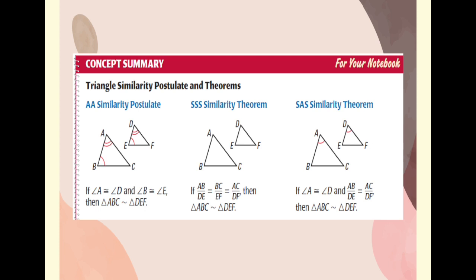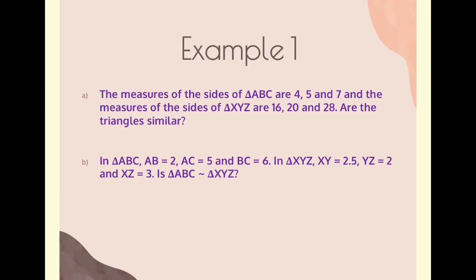So now we've got all three. Angle angle similarity, in which you have two pairs of angles congruent. Side side side similarity, in which you have three sides all proportional, three pairs of sides. And side angle side, in which you've got two pairs of sides and the included angle, or the angle where those sides meet. Okay, so example 1.